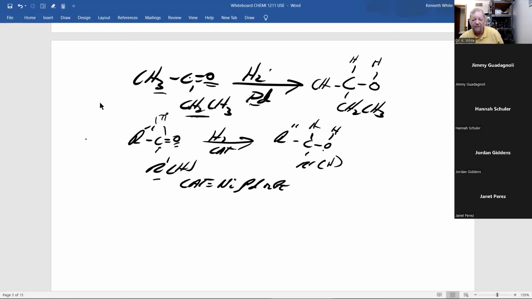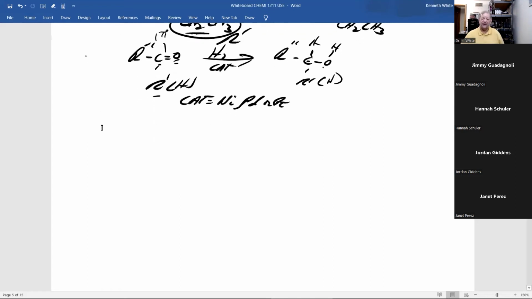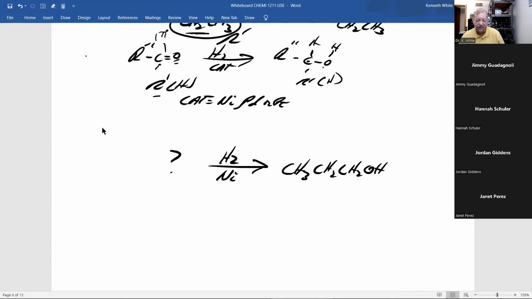and my R prime and R double prime are still on this carbon. And I'm done. But this is a reaction I can do a synthesis problem. What do you react with hydrogen and a catalyst to make that molecule?